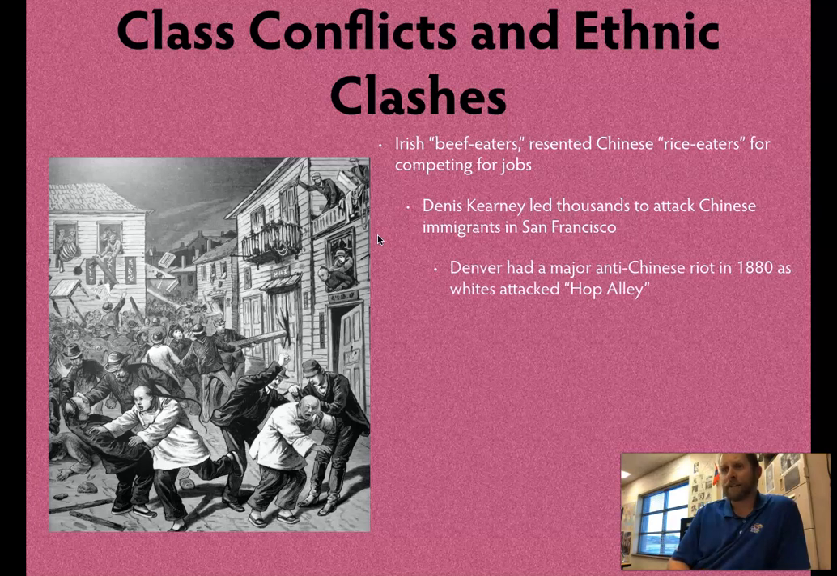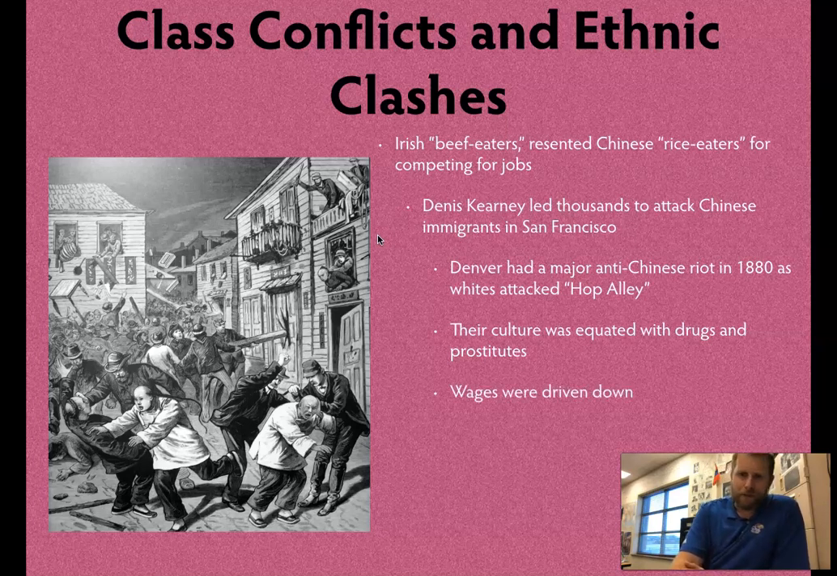Denver, Colorado actually had some major anti-Chinese riots in 1880, where the whites went in and sacked what they called Hop Alley. Chinese culture became synonymous with drug use, with opium use, and prostitution, because a lot of the red light districts in many of the cities were in the Chinese sector, and so they thought they were cleaning out crime when most Chinese were just trying to make a living and make a life. Their culture, like I said, was equated with drugs and prostitutes, boiled down to the lowest common denominator. Very racist notions of what the Chinese were about. Wages were being driven down by the immigrants.